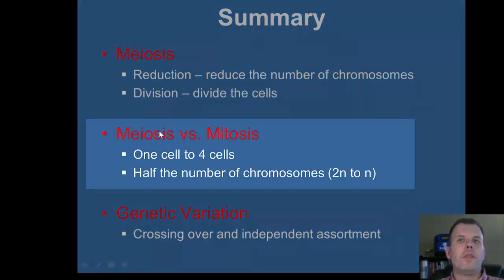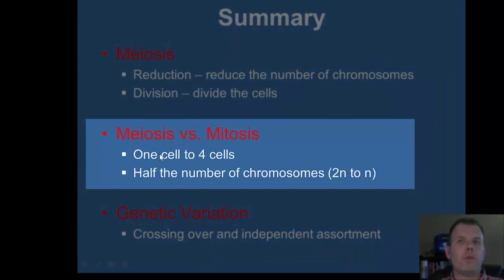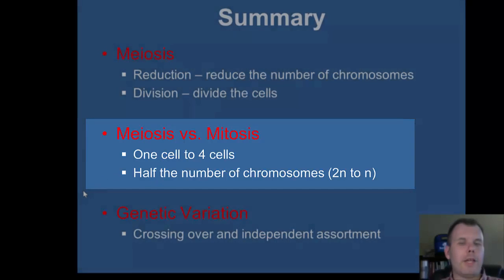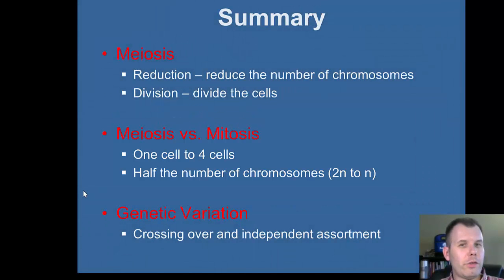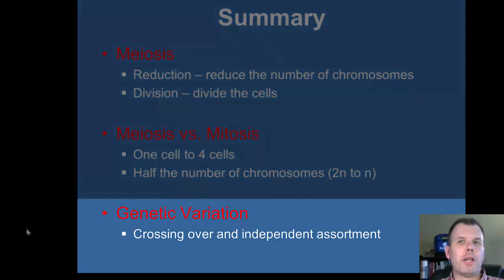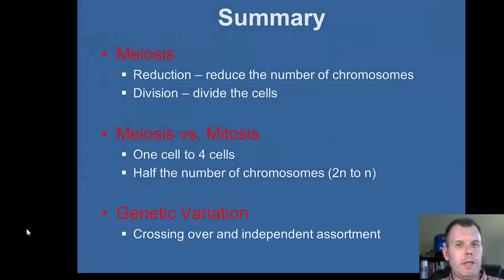Okay? The differences between meiosis and mitosis, one of the big differences is with meiosis, you end up with 4 cells, and those 4 cells are genetically different. And the other big difference is that you have the number. Instead of having 46 chromosomes, you end up with 23. And then finally, genetic variation is very important. You get that with crossing over, and you get that with independent assortment. And these are important to allow for variation, to have adaptations so that you can survive different environments.